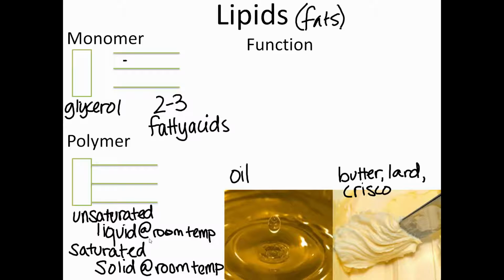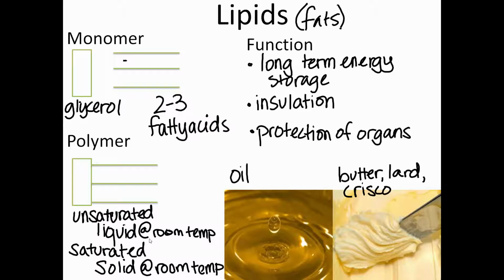What do we use these for? We use them for long-term energy storage. Fats are what you're supposed to build up during the summer so that you can utilize it in the winter when food stores are low or it's harder to find it. Some animals can use it as insulation. Blubber is a real good example of that for whales and seals and sea lions and some fish.